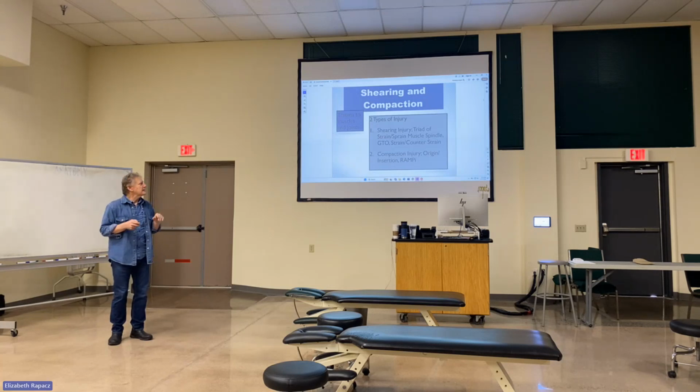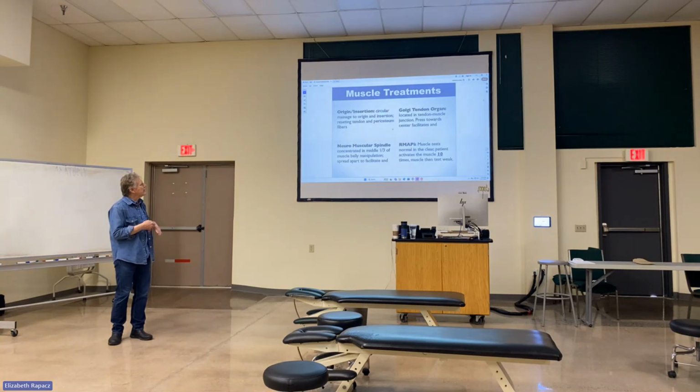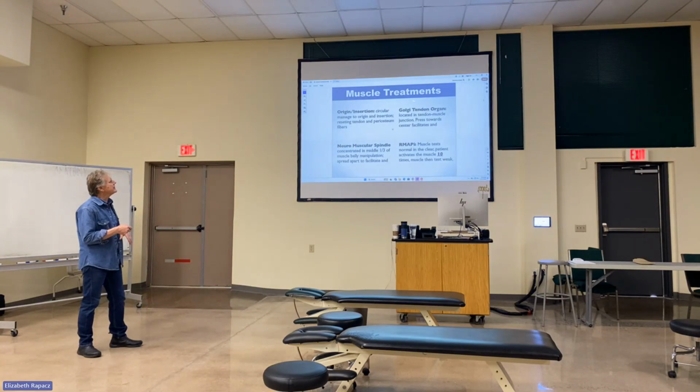Shearing injuries. These are the different treatments, like we learned: origin insertion, Golgi tendon, neuromuscular spindle, and now this is going to add another thing you can test the muscle for, RMAP sub I.